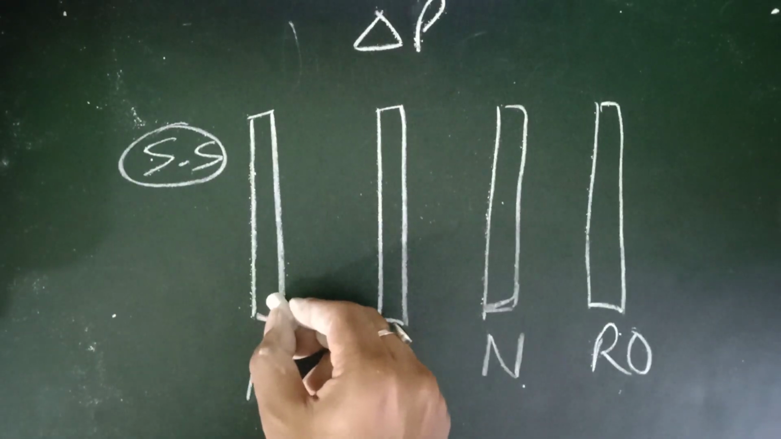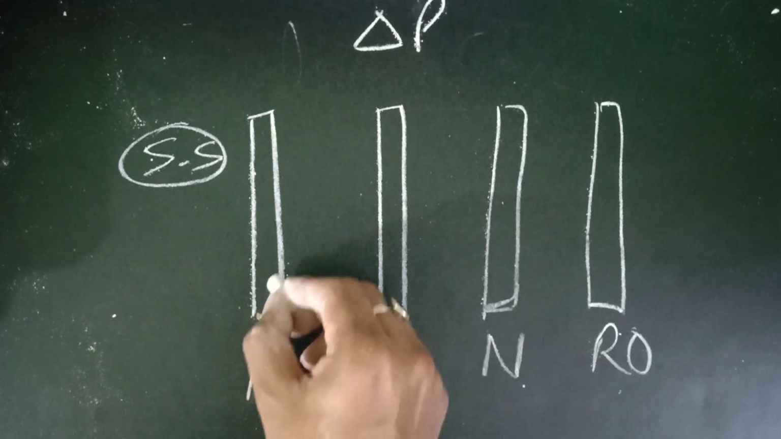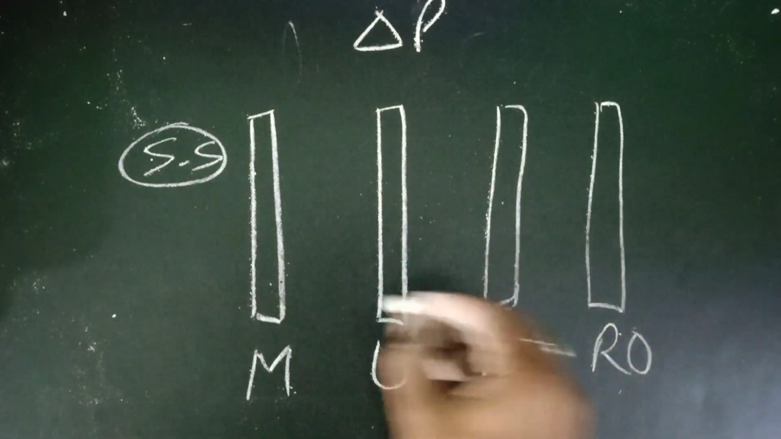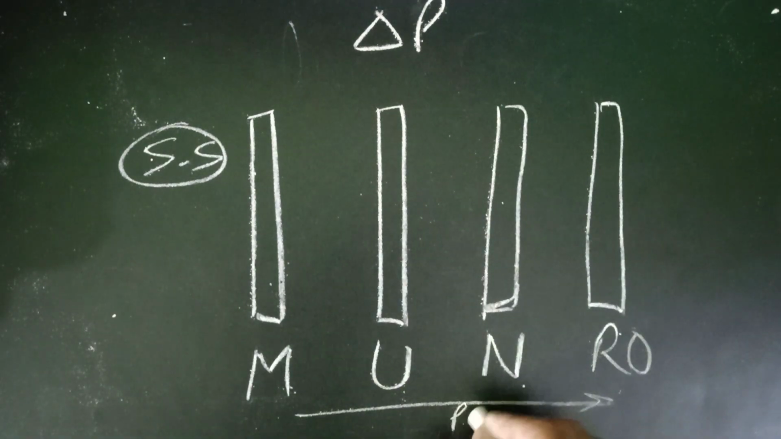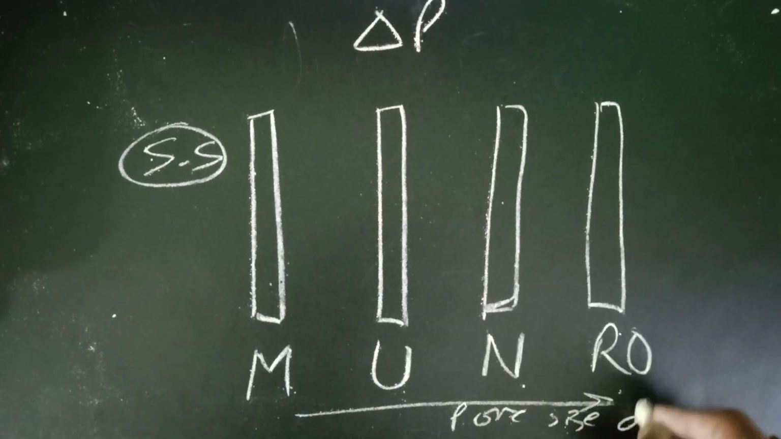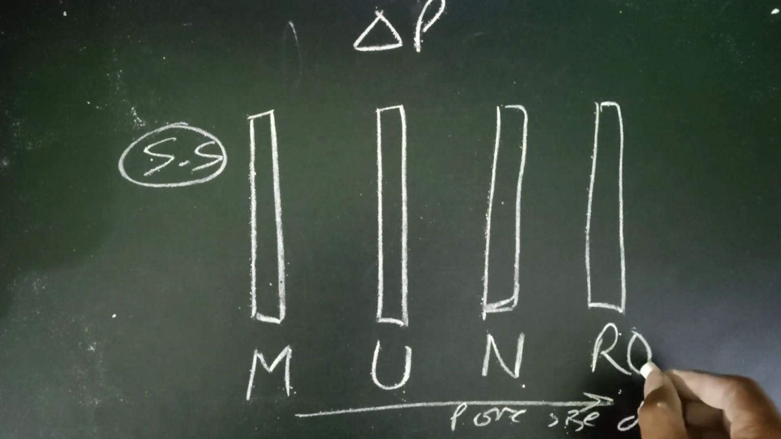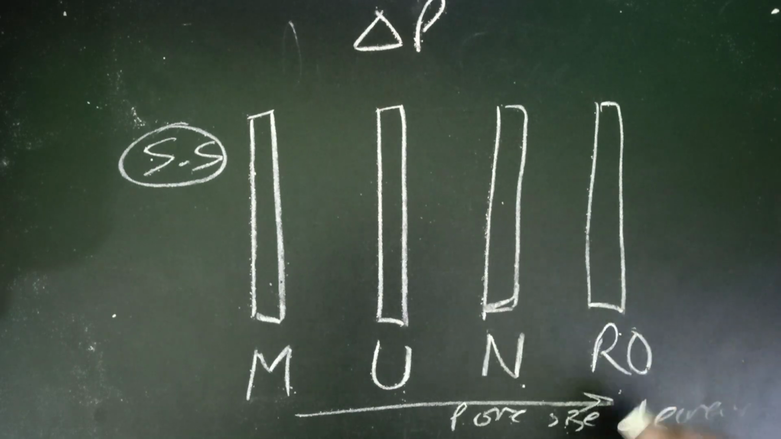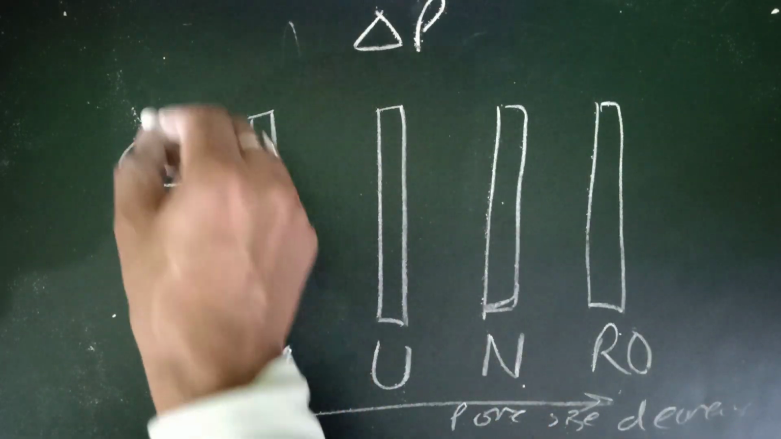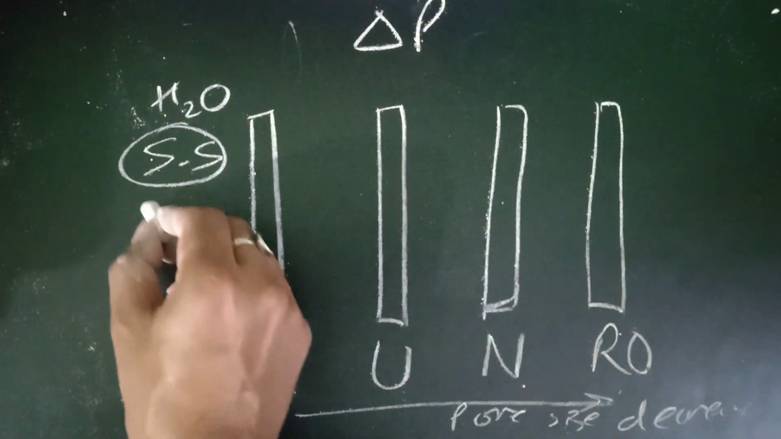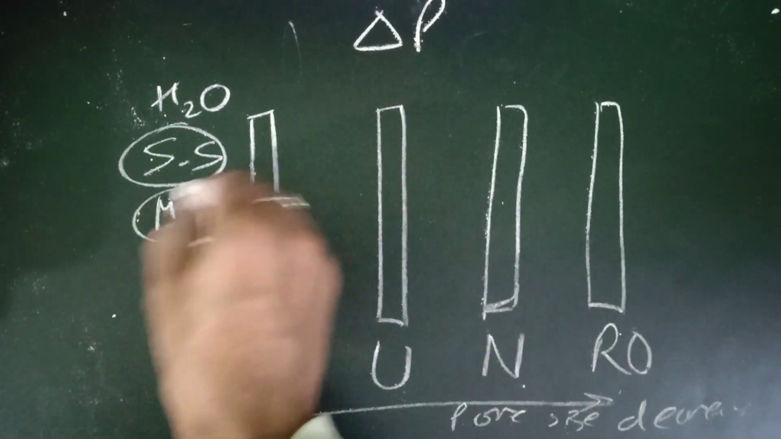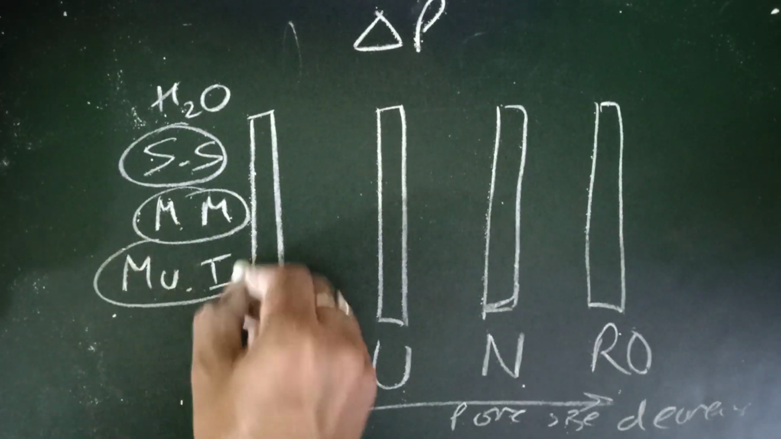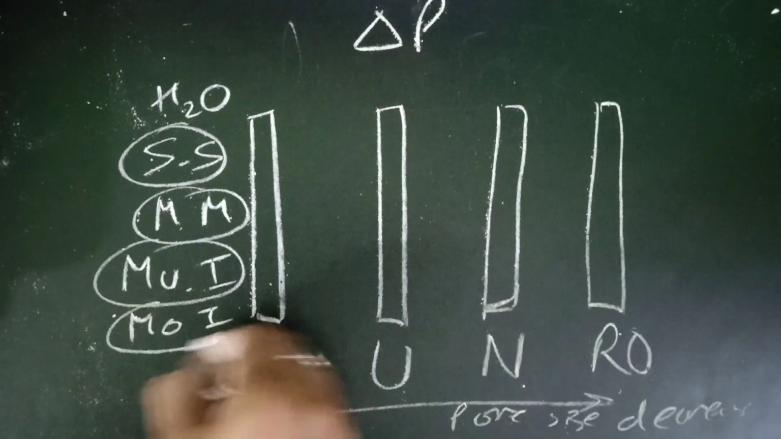So the pore size is the most in microfiltration, and in RO the pore size is the least. So pore size decreases as we go till RO. That's why we have RO in our homes to purify water, because the pore size is the least. So we have suspended solids in the water, then macromolecules, then multivalent ions, and finally monovalent ions.